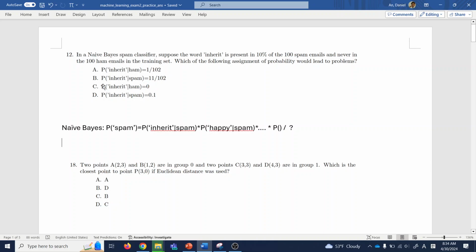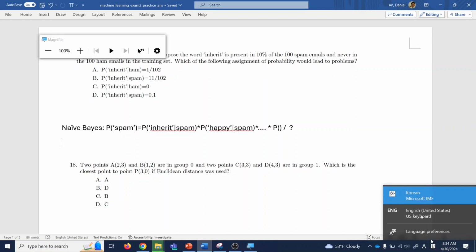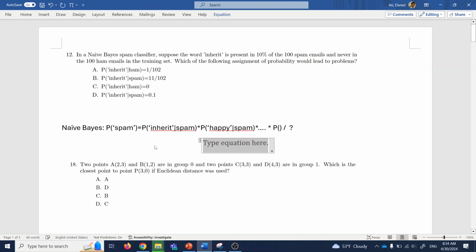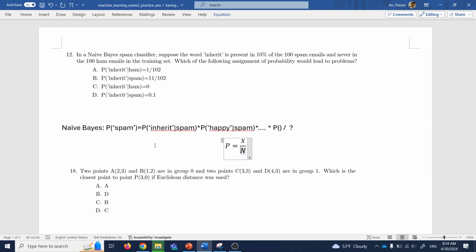So what you have to do is something called additive smoothing or Laplace smoothing. The way you do the smoothing is like this. Usually the probability of something equals how many times you've seen it divided by n, how many emails there are. So this will be the probability of inherit under the condition that you have a spam. That will be n, how many spam mails you have, and how many of those spam mails contain inherit, that's your x.